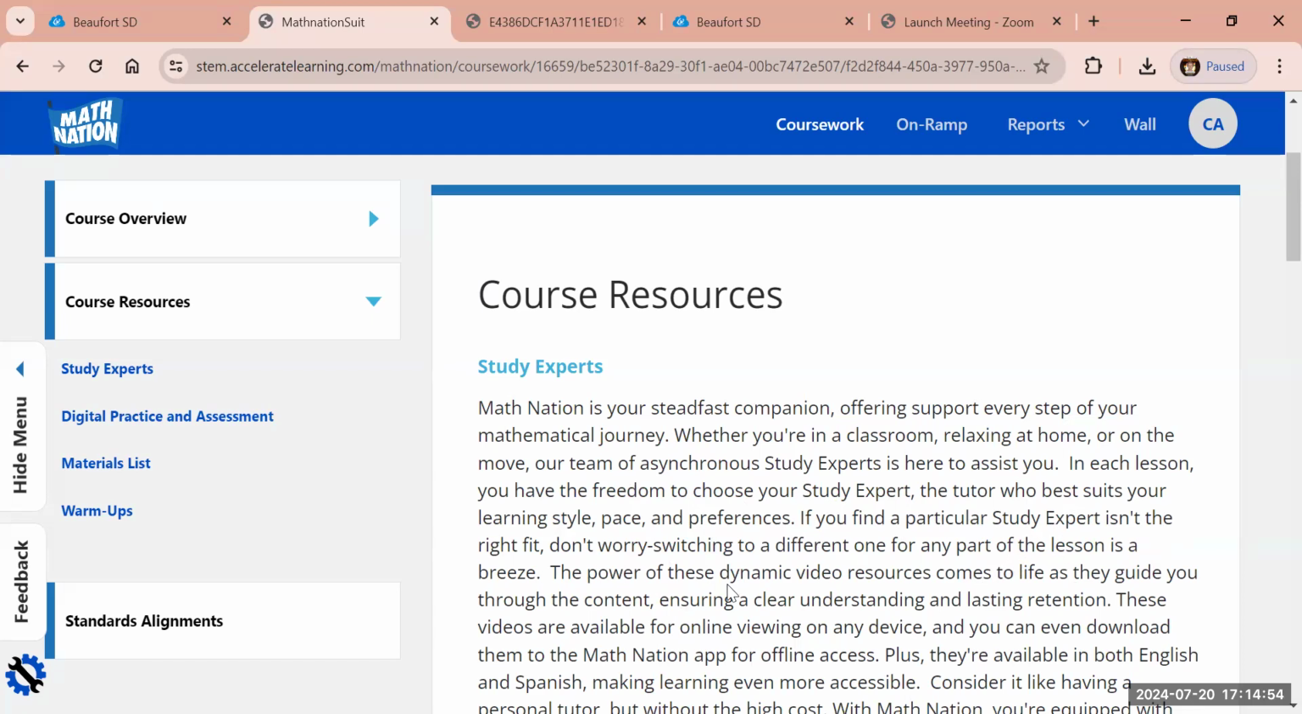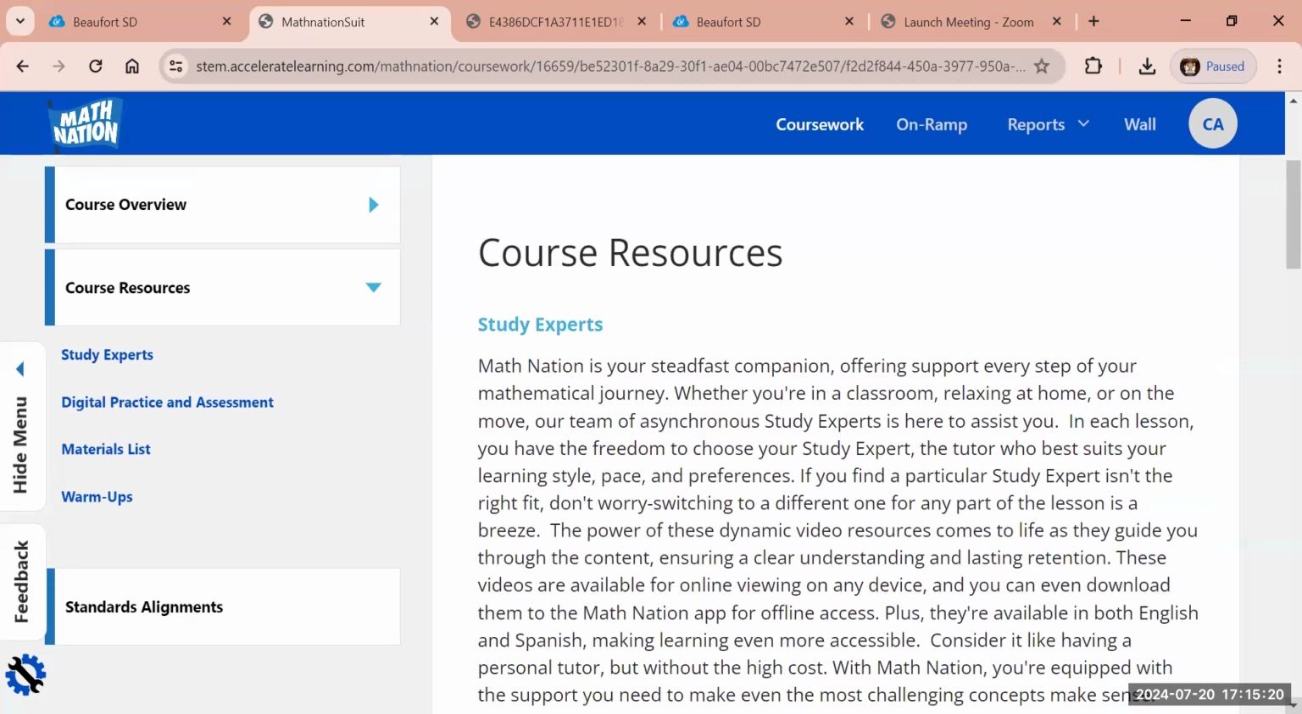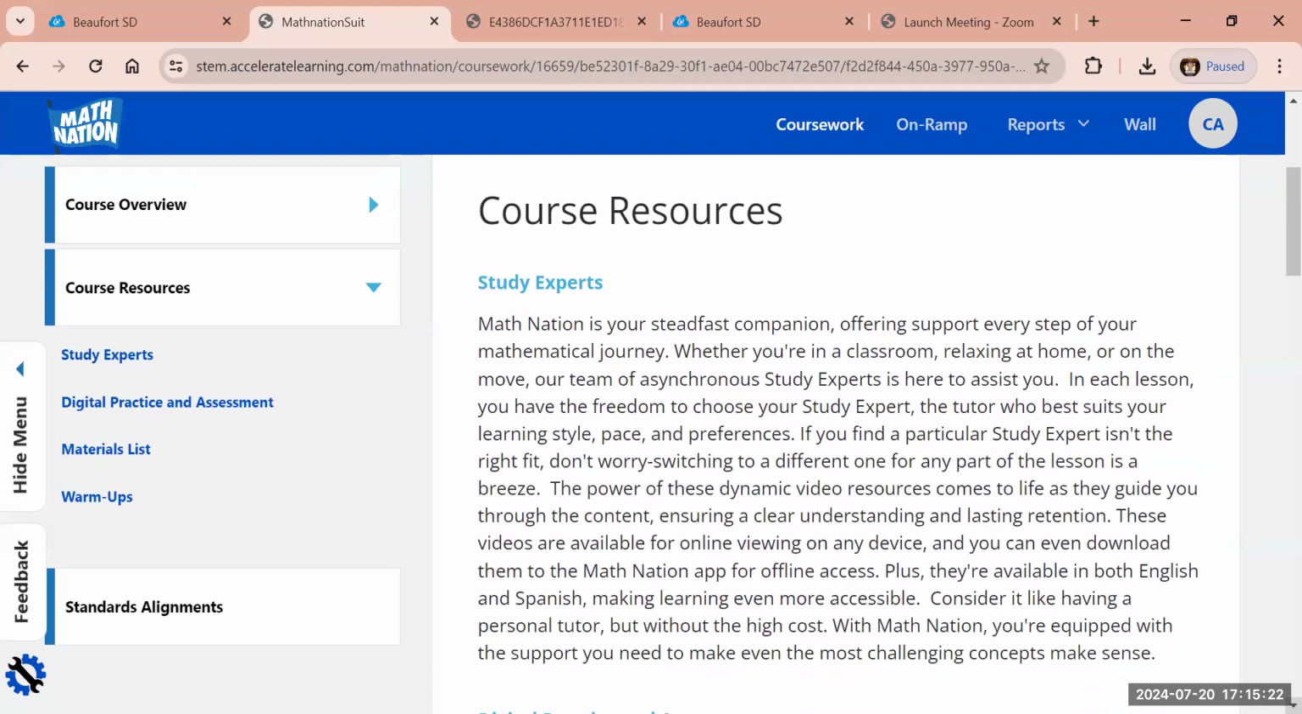The power of these dynamic video resources comes to life as they guide you throughout the content, ensuring a clear understanding and lasting retention. These videos are available for online viewing on any device, and you can download them to the Math Nation app for offline access. Plus, they are available in both English and Spanish. I have a lot of Spanish students in my class, so Spanish is also very good. Making learning even more accessible, very good.